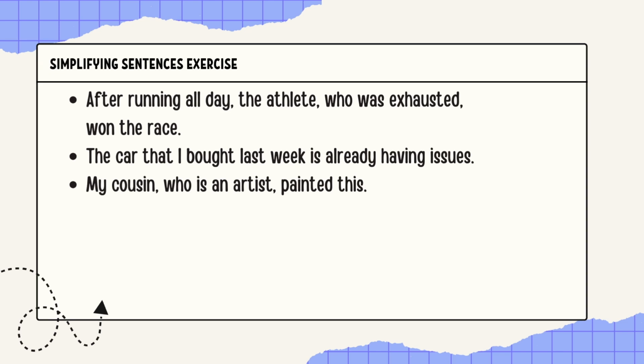Next, the car that I bought last week is already having issues. Can you identify the preposition? It would be that I bought last week. And when you simplify it, you would have the car is already having issues. My cousin, who is an artist, painted this. So you get rid of who is an artist and have my cousin painted this.